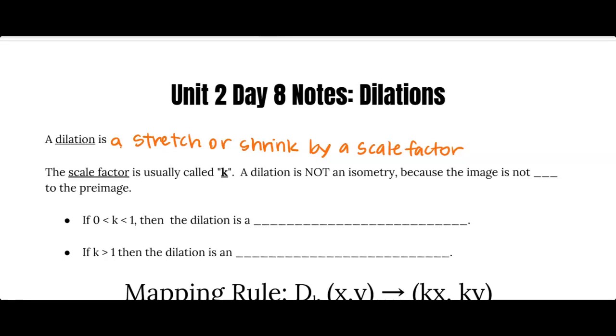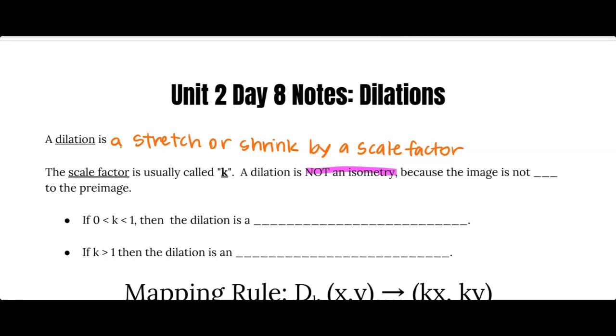This is the last lesson for Unit 2, and this last lesson is all about dilations. So we've talked so far about translations, which are a slide. We've talked about reflections, which are flips, and we've talked about rotations, which are turns. In this lesson, we'll talk about dilations, and a dilation is just a stretch or a shrink by a scale factor. So since your figure is going to get bigger or smaller, that means that it is not an isometry.